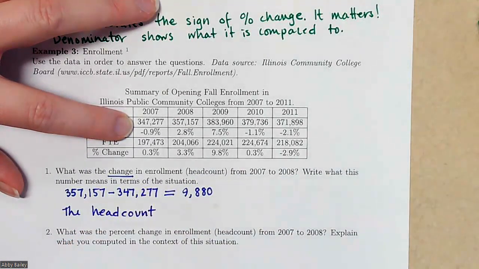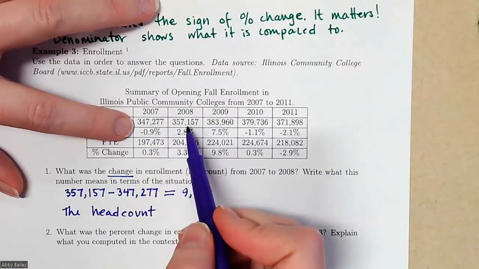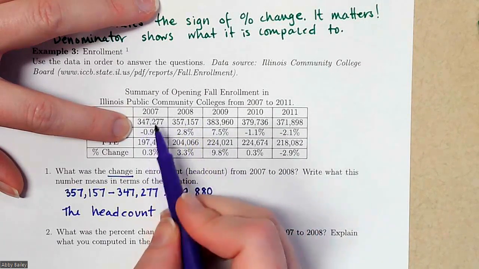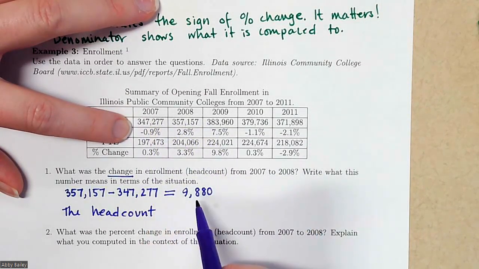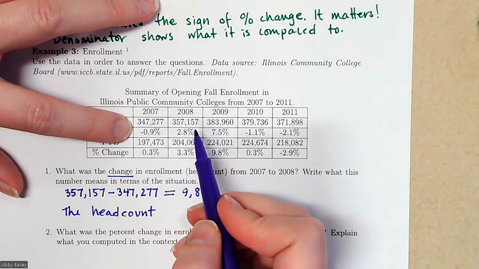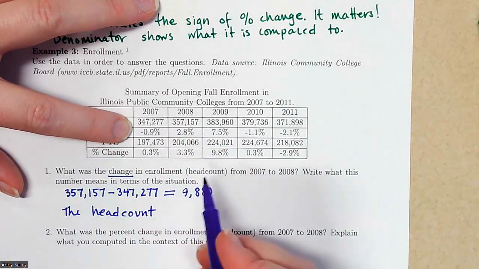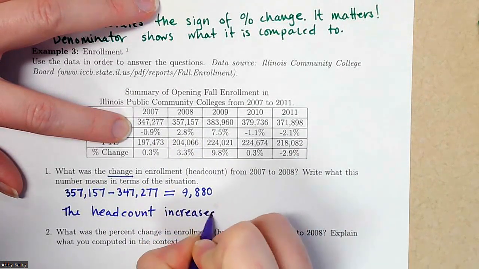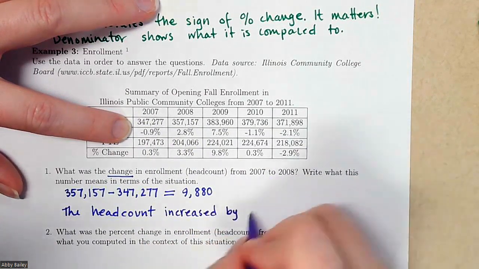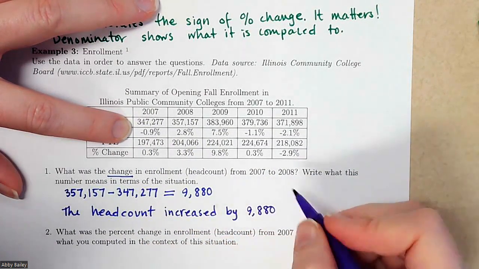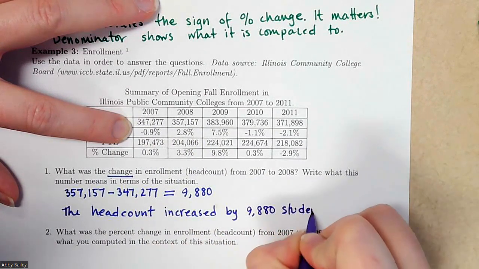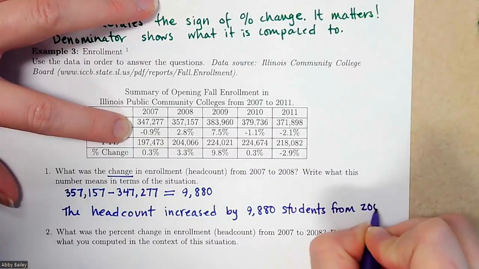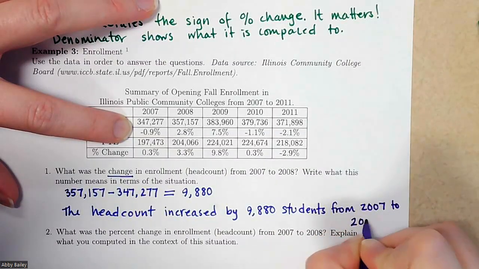Okay, and now I'm thinking it's positive. Did it increase or decrease, right? Well, it increased. Because I took 2008 and subtracted 2007 and that number was positive, it means it was higher in 2008, indicating an increase. So positive here, the head count increased by 9,880 students from 2007 to 2008.